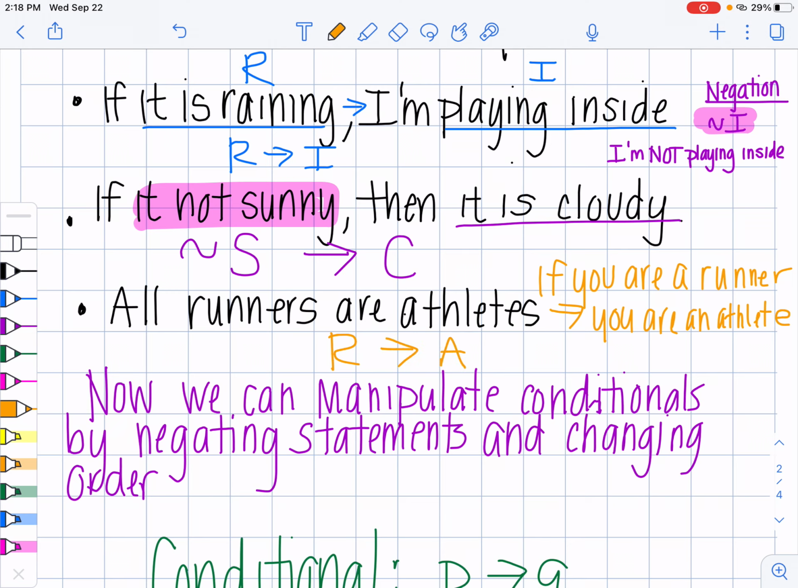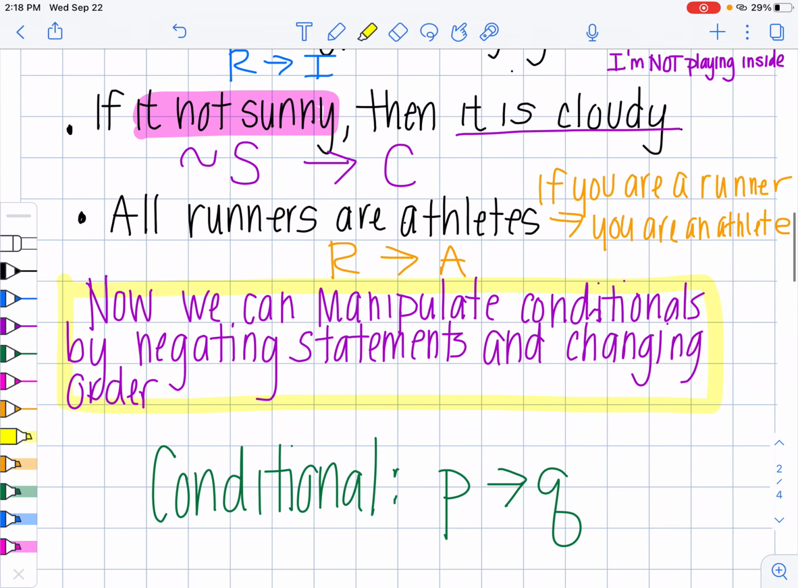So now we're going to take our conditional statements that we've abbreviated with letters, and we're going to manipulate the statements by negating either the hypothesis or the conclusion, so the parts of it, like squiggly S or squiggly R. And then we're going to change the order, and by changing the order and negating it, we get different logical statements. Remember that our first and foremost, most basic logical statement is the conditional, and it's always if P, then Q.